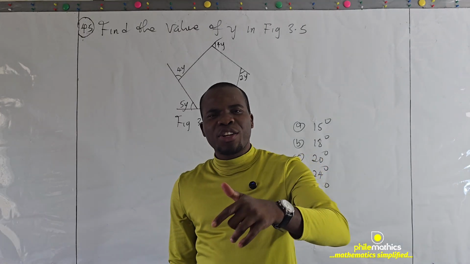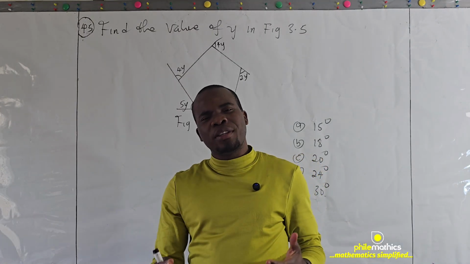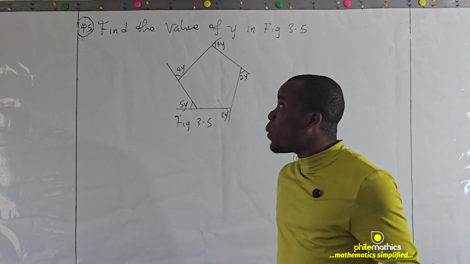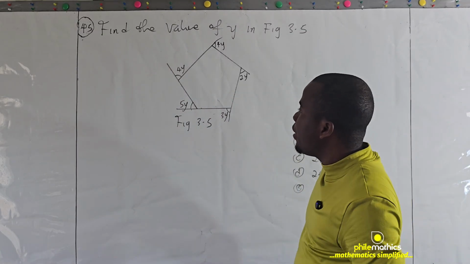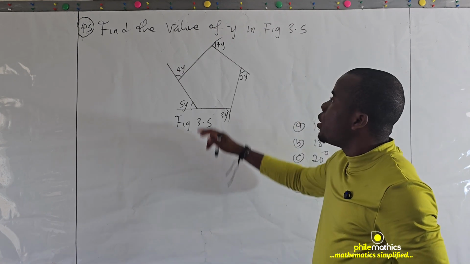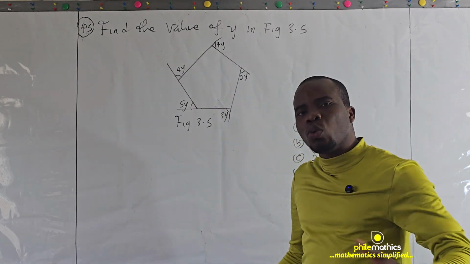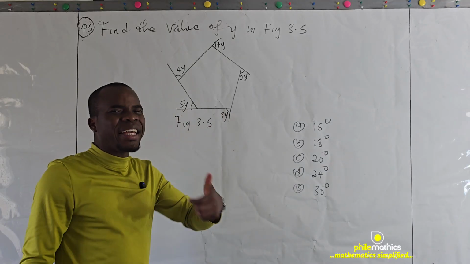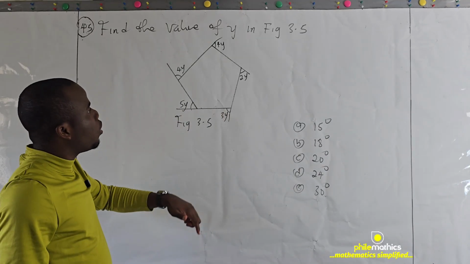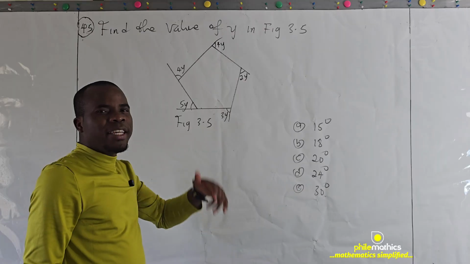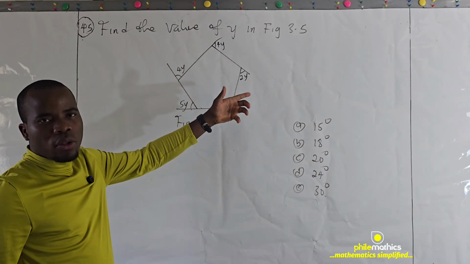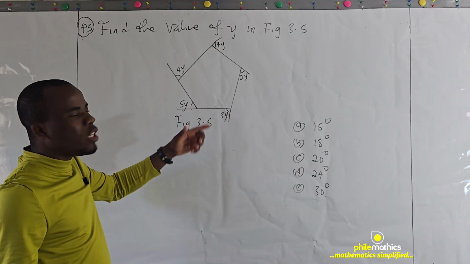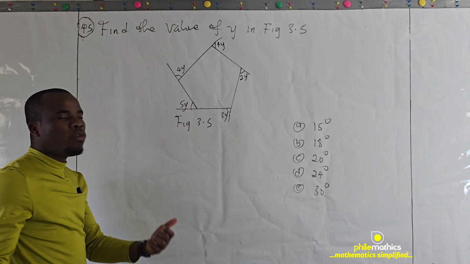The 45th question of NECO 2025 is on polygon. And what we are seeing here in this diagram is a pentagon. We are asked to find the value of Y in figure 3.5. Since we are given the exterior angles, we ask ourselves, what's the sum of the exterior angles of a regular polygon? The sum is 360. So if we sum all these exterior angles, it should give 360. That is how we look for Y.